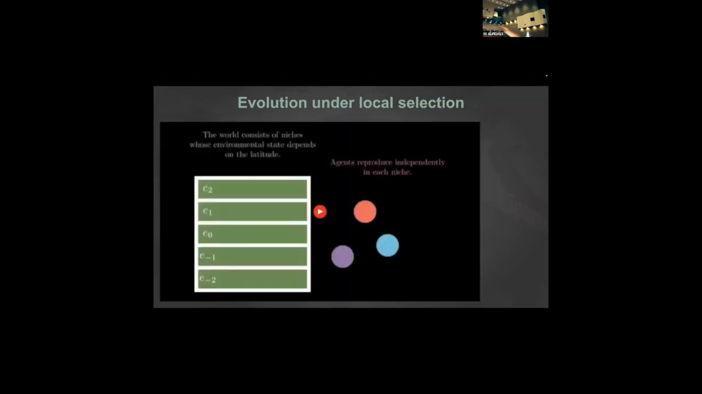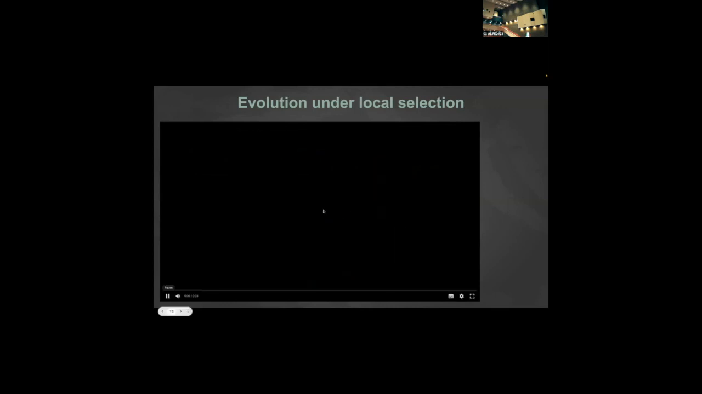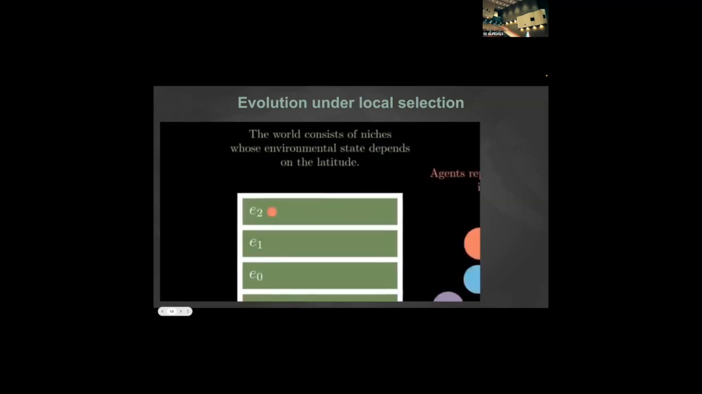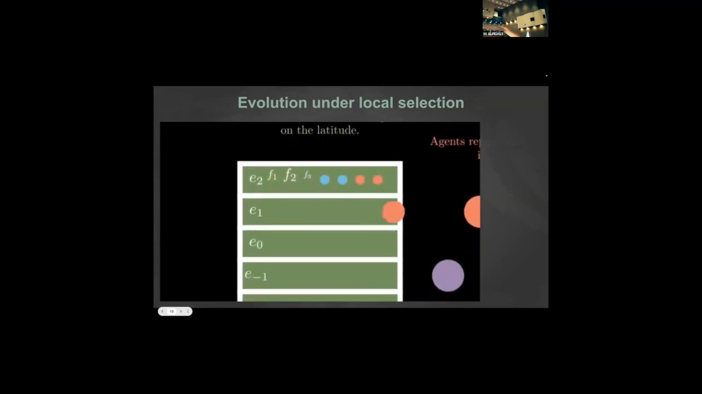And then we want to contrast this with local selection. In local selection, your fitness is not your average fitness across all niches, but you reproduce independently in each niche. So we go sequentially through all the niches. We compute the fitness of all the agents in it. And then again, we reproduce them with a probability proportional to their fitness. Different niches have different capacity. The capacity is proportional to the environmental state, and environmental states are higher in the north.